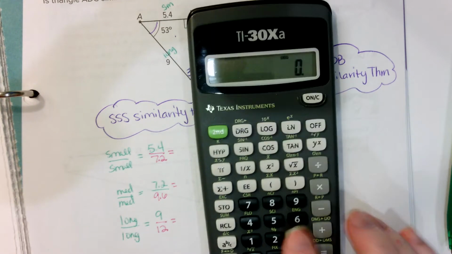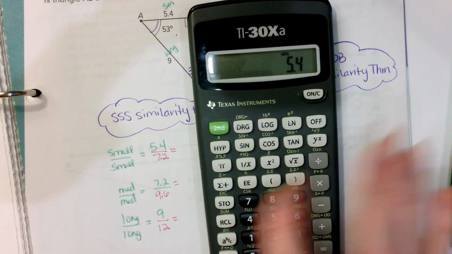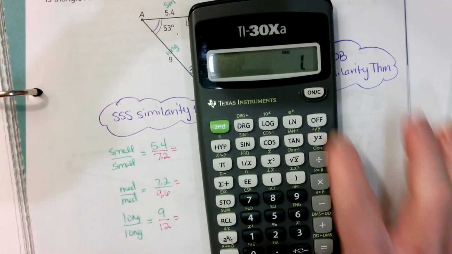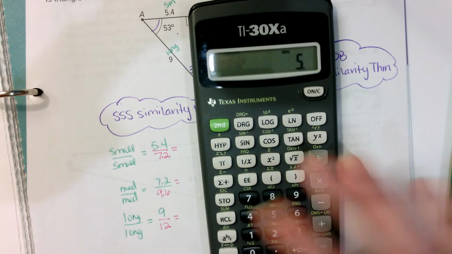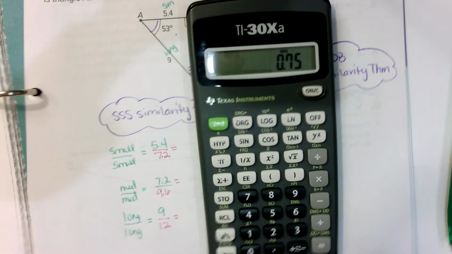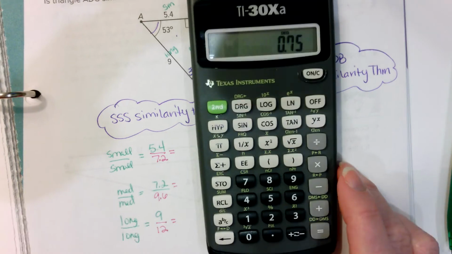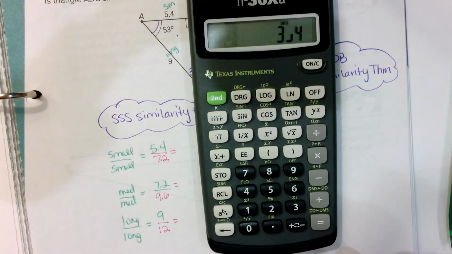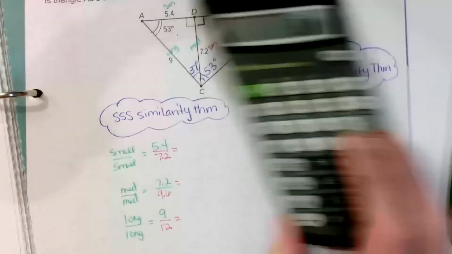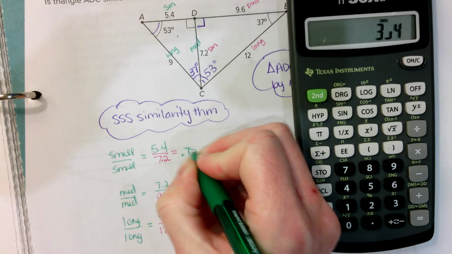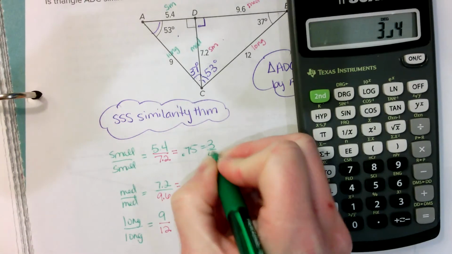I could do it by hand: 5.4 divided by 7.2 gives me 3/4, 0.75. Again, if I was getting a number I was less familiar with, you could use the fraction to decimal key and it would give you the 3/4. So I can use the 0.75 if I wanted to. I could write it as 3/4 if I wanted to.